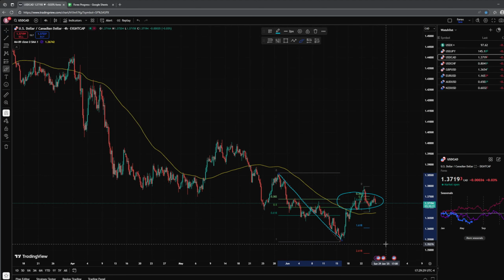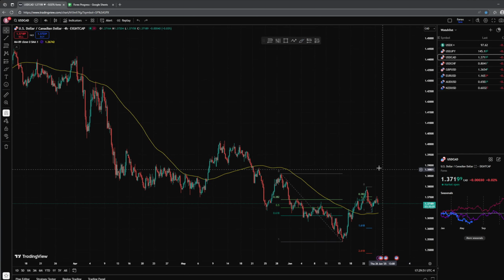Now is a perfect opportunity to sell USD Canada dollar. So currently I have risked about 0.7% of my account selling USD Canada dollar. So right now market is in a really good zone to sell USD. Okay, so let's write it down.